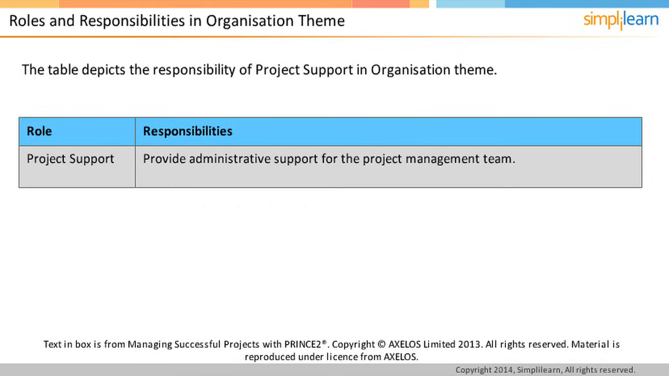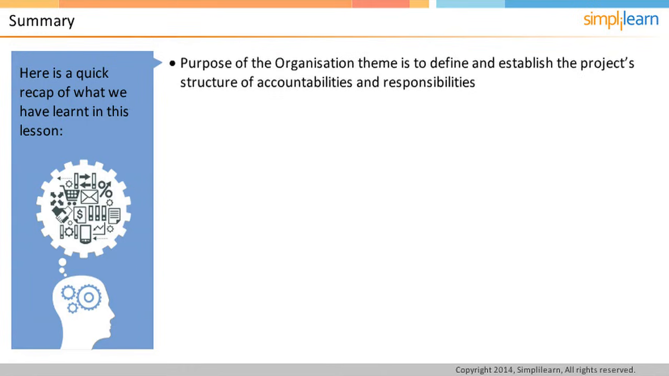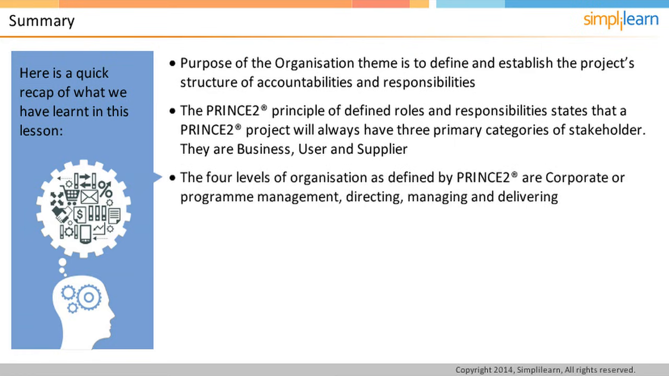Here is a quick recap of what we have learned in this lesson. Purpose of the organization theme is to define and establish the project's structure of accountabilities and responsibilities. The PRINCE2 Principle of Defined Roles and Responsibilities states that a PRINCE2 project will always have three primary categories of stakeholder. They are business, user, and supplier. The four levels of organization as defined by PRINCE2 are corporate or program management, directing, managing, and delivering. In the next lesson, we will discuss the third theme, quality.